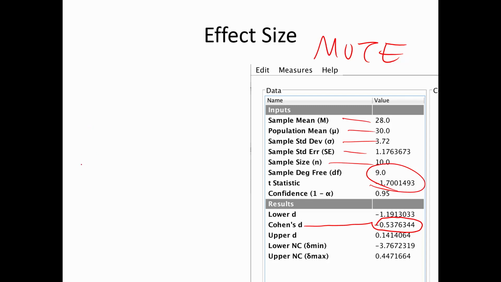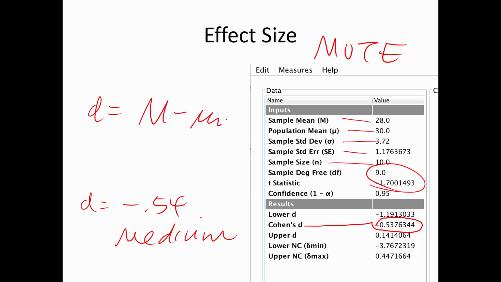So for the effect size, d is equal to negative 0.54. That is a medium effect size. And how was that calculated? Well, we took d, mean minus mu, and then divided by s. So it's taking these two numbers and subtracting them, and then dividing by the sample standard deviation that I covered up, so 3.72. And that gave me a medium effect size. So there's probably a difference between the two, but at the moment I don't have enough evidence to support the research hypothesis.